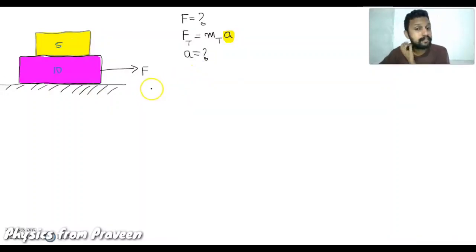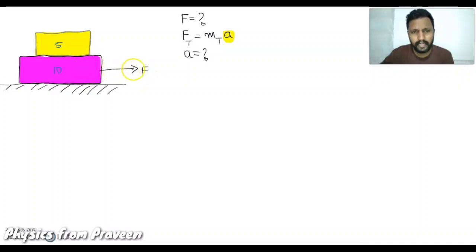In this case, where are we applying force? We are applying force over the 10 kilogram block. Are we applying force over the 5 kilogram block? No, we are not. Then why is the 5 kilogram block moving with us? Is it stuck together? No, they are not stuck together, but the 5 kilogram block is moving with us due to friction.